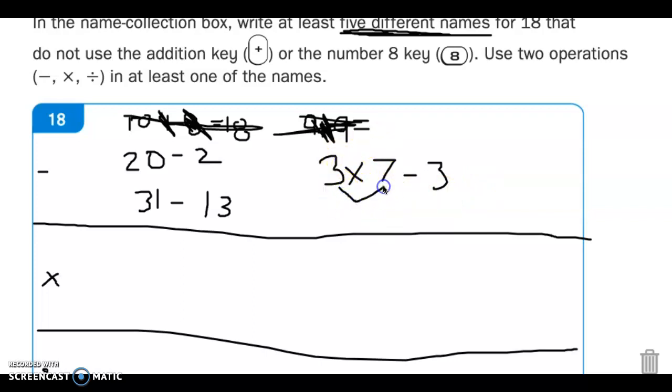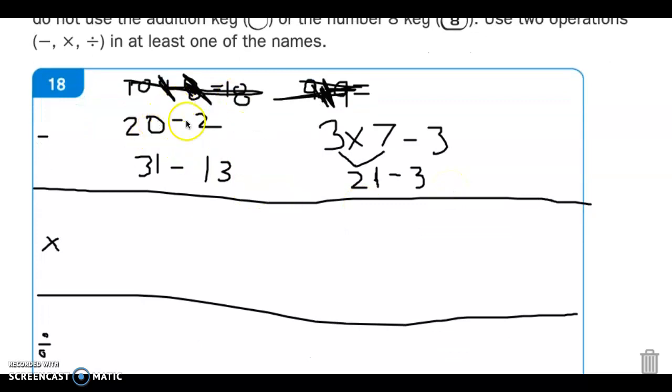So 3 times 7 is 21. Remember, bring down the rest of your problem. So minus 3. What is 21 take away 3? Well, let's see. Let's count downwards by 3. 21, 20, 19, 18. Ding, ding, ding. All of these problems equal 18, but we're not done yet because that was only 1, 2, 3 problems. And how many do I need total? I need at least 5 solutions.